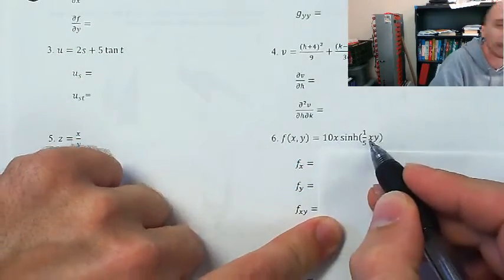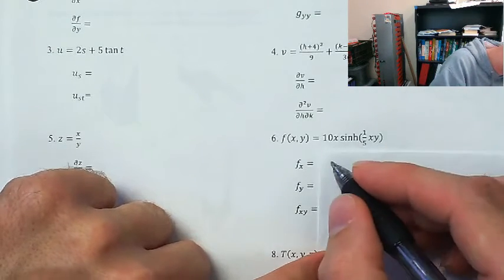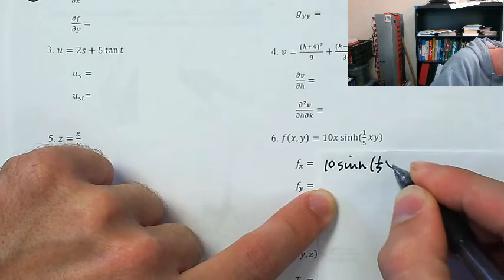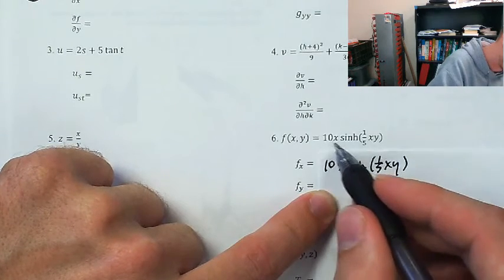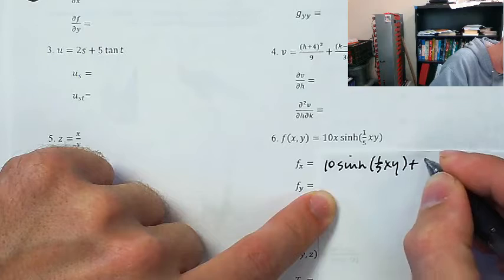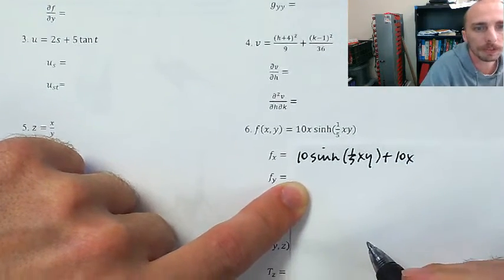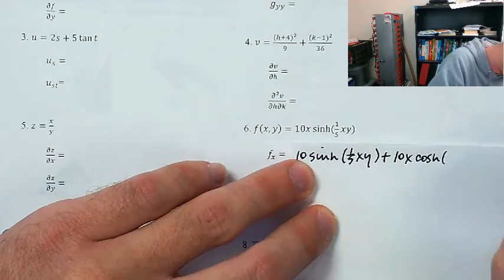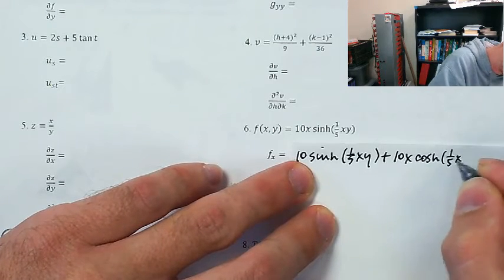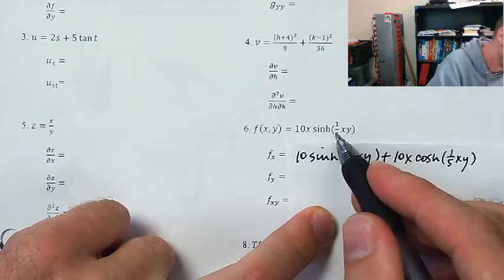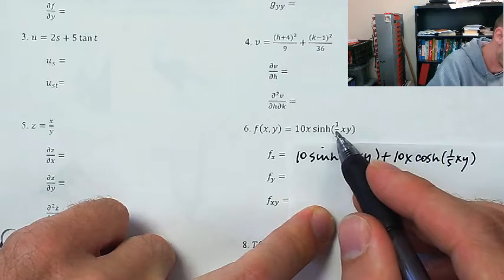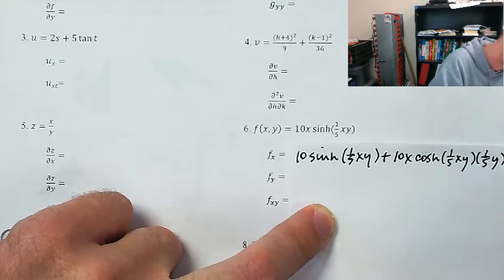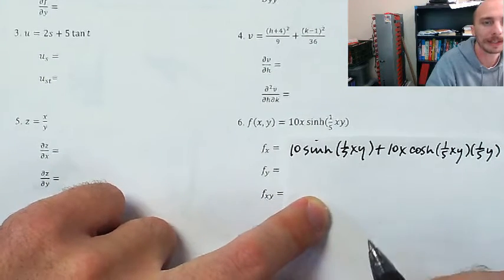So fx: this has x, that has x, so I need to use the product rule. That's 10 sinh of 1/5 xy, taking the derivative of that one and leaving the other the same. Then I'll leave 10x the same and take the derivative of sinh of 1/5 xy. So I will take the derivative of the outside while leaving the inside the same. I'm taking it with respect to x, so the derivative of 1/5 xy with respect to x is just going to be 1/5 y.